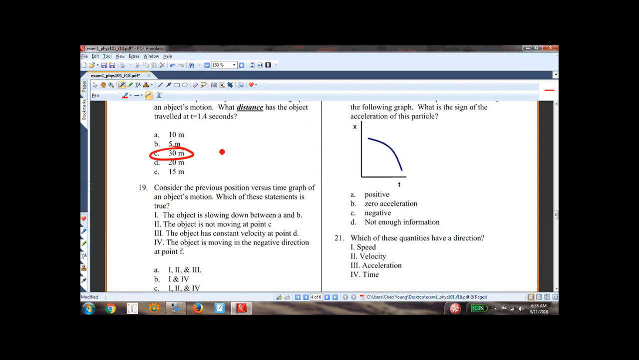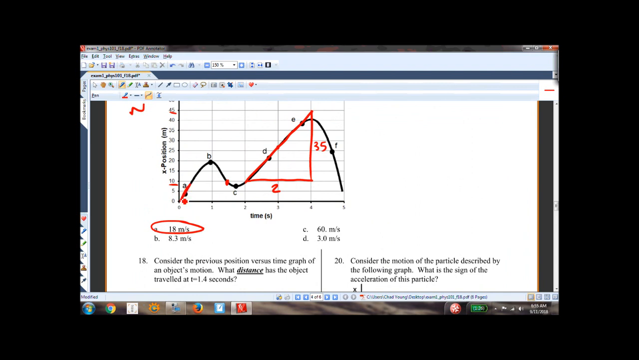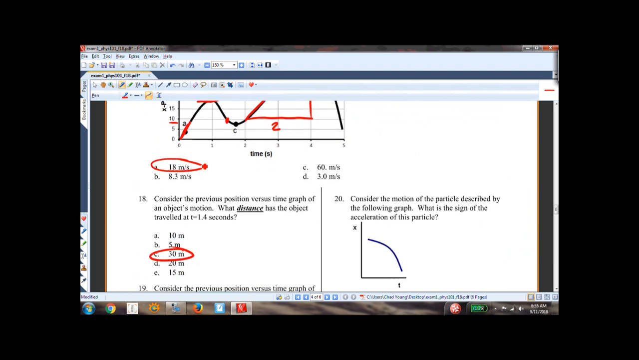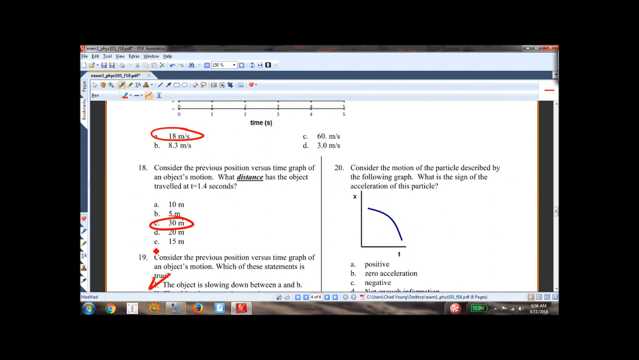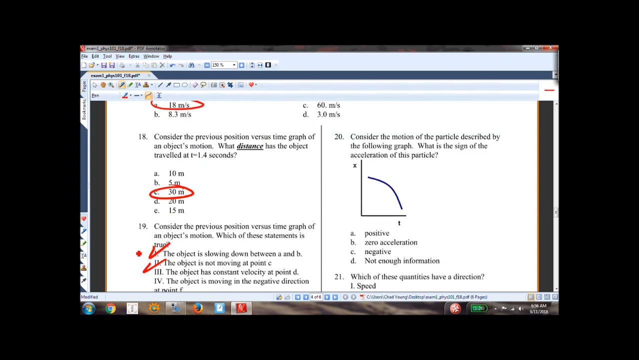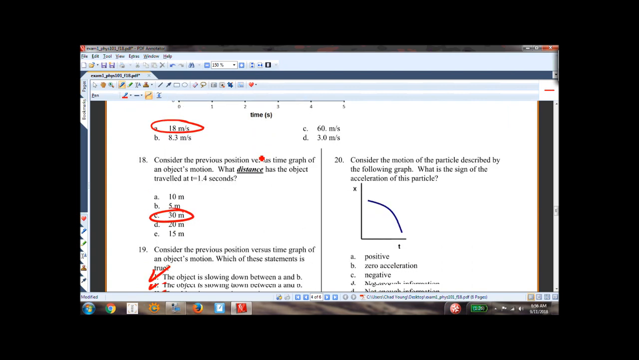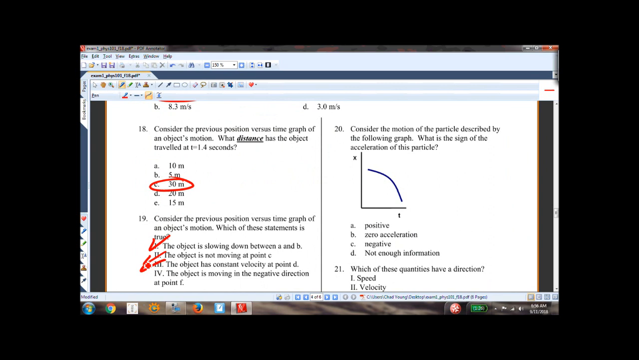All right, which of these statements is true? Is the object slowing down between A and B? Notice the slope here is big, slope here is really small. So yeah, that's true. Is the object not moving at point C? Right here, the slope is 0, not moving. That's true. The object has a constant velocity at point D. Yeah, pretty much. That's pretty much a straight line at point D. So the velocity is not changing, it's constant.